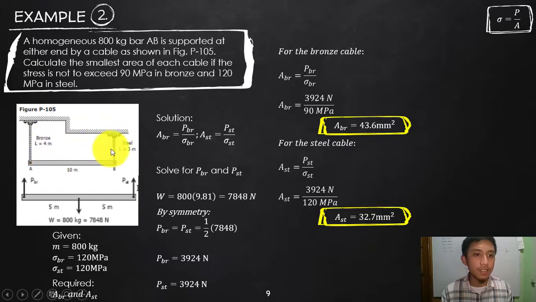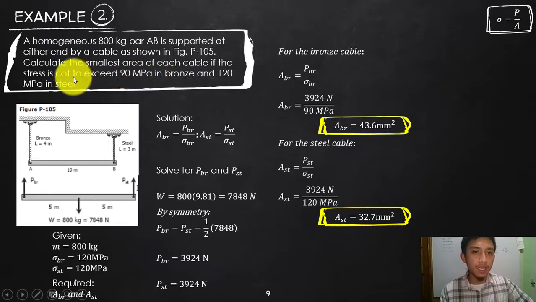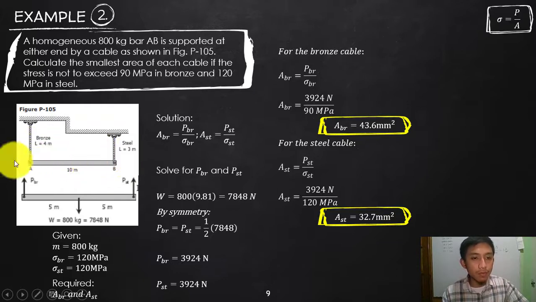We have this length, but actually that doesn't matter. What we will try to understand here is for us not to surpass or to exceed the given strength of the bronze and the strength of the steel. Okay? So the steel is stronger than the bronze. So, how do we know that we are not exceeding that one? Of course, we will try to find out what are the forces acting on the bronze and steel.